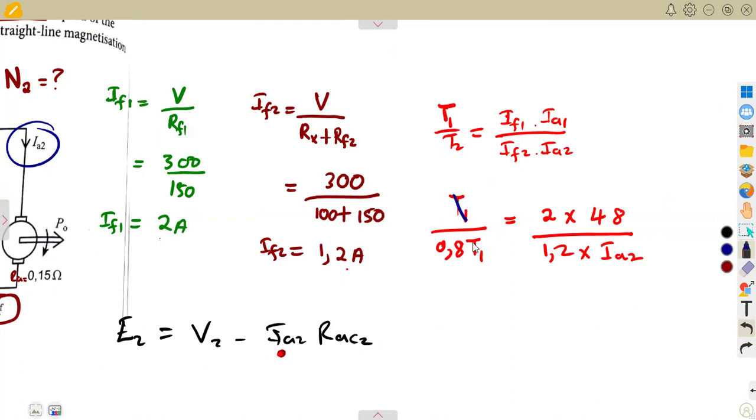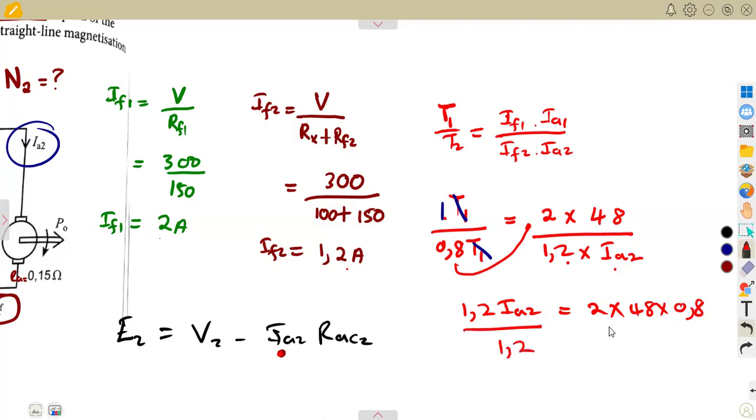So T1, remember I said it cancels. This is 1. So we're just going to cross multiply. 1 times 1,2 times armature current 2. Then here you're going to multiply 0,8 by 2 times 48. So that will be times 0,8. Definitely you will divide by 1,2. Whatever you obtain here, you're going to divide it by 1,2.